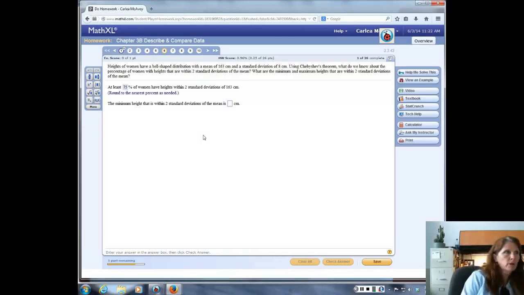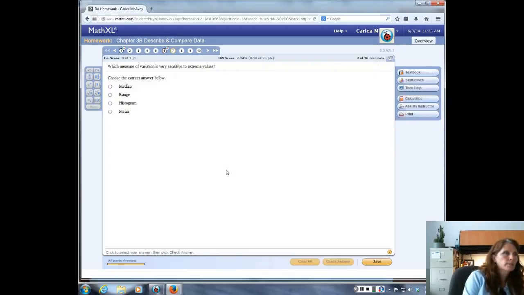And then the second part asks you to find what the height is within 2 standard deviations. Again, you're just going to be adding the standard deviation twice or subtracting it twice from the mean to find those values. Look at the notes that I give you, and I'll go over this. Anyways, that's kind of kooky. There'll be only one question about that.